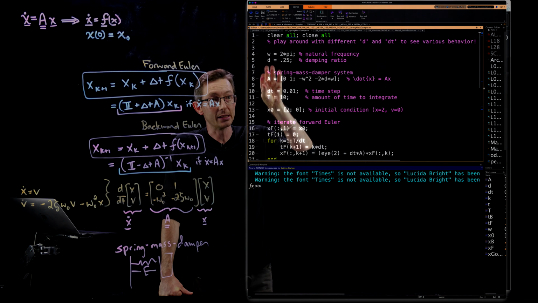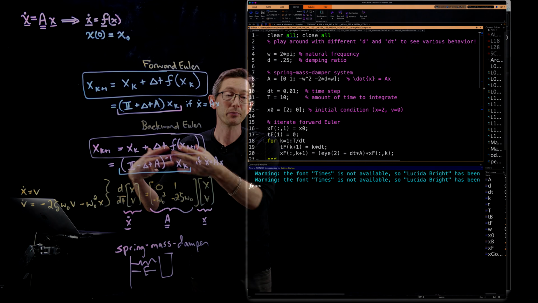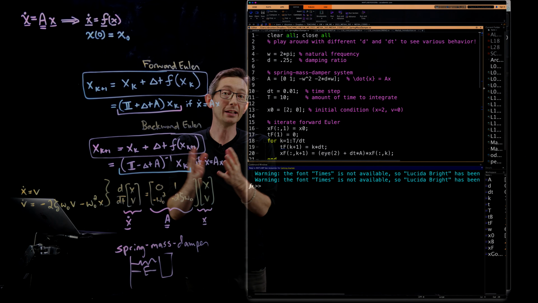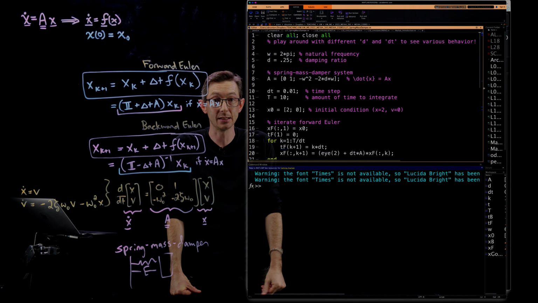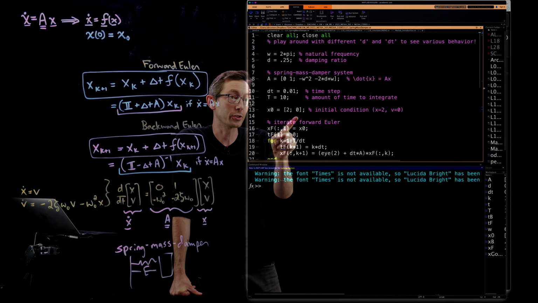So I'm going to start with this system with a small delta t, because remember, this is essentially using a finite difference approximation of my derivative, and that is only accurate when I use a small delta t. So let's use a really small 0.01 delta t here. And we're going to integrate from time 0 to time big T equals 10 with this initial condition.